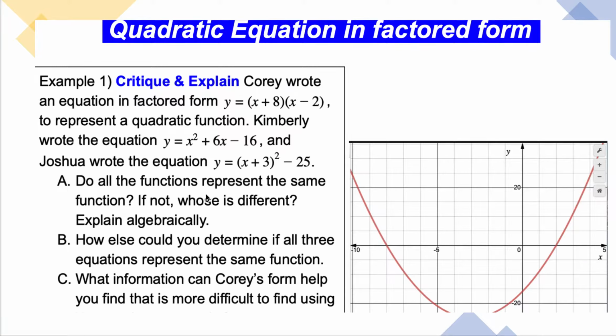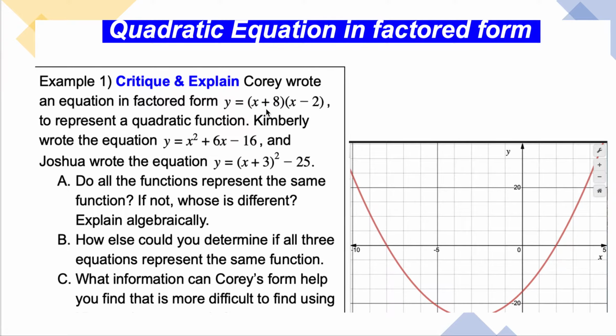A. Do all the functions represent the same function? If not, whose is different? Explain algebraically. So here I'm just going to explain verbally all of these questions. First of all, Corey's equation is in factor form, Kimberly's equation is in standard form, and Joshua's equation is in vertex form.